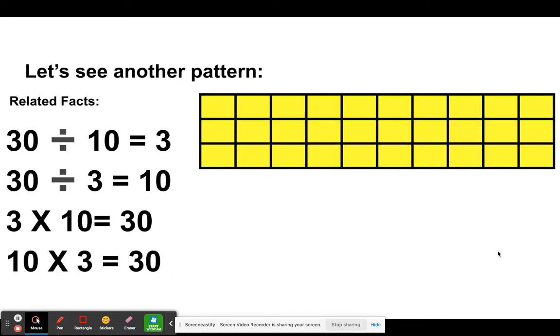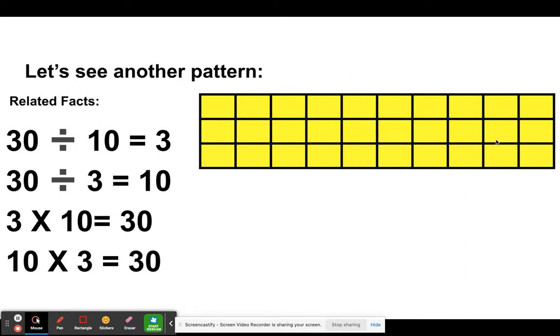I can write my related facts here. And these are all facts that go together. I'm going to use the same numbers. So I have 30 divided by 10 equals 3. So if I circled 10 groups, broke this 30 up into 10 groups, I would have 3 rectangles in each group.